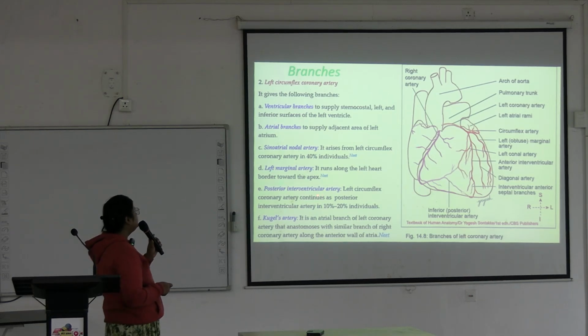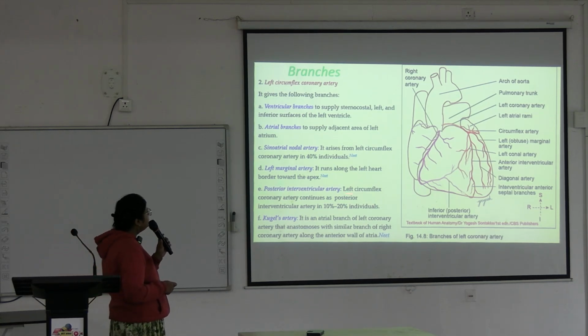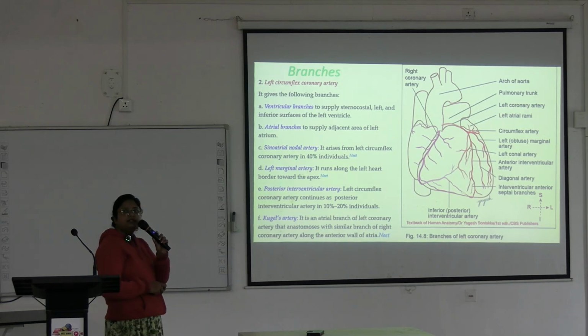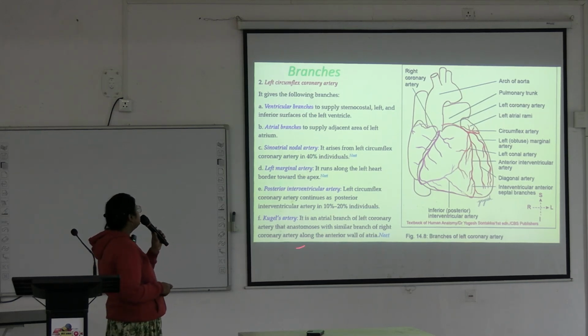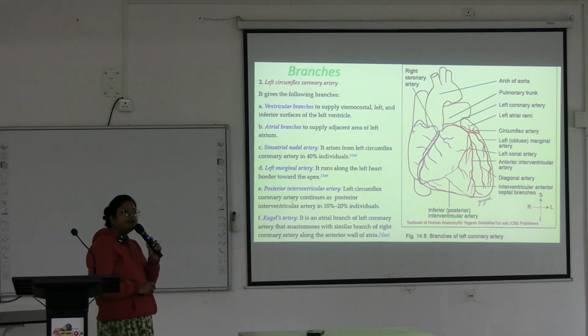Next is the posterior interventricular artery. The left circumflex coronary artery continues as the posterior interventricular artery in only 10 to 20% of individuals. Next is Kugel's artery. It is the arterial branch of the left coronary artery that anastomoses with a similar branch of the right coronary artery along the anterior wall of the atrium. So these are the branches of the left circumflex coronary artery.